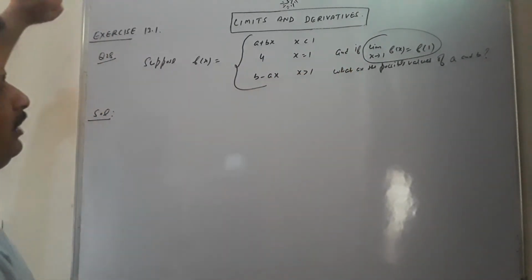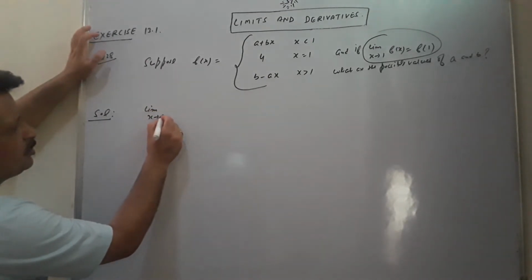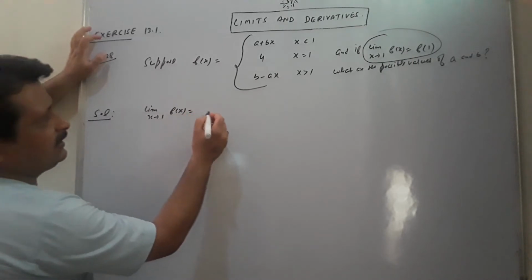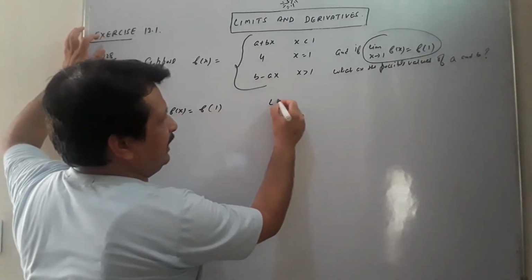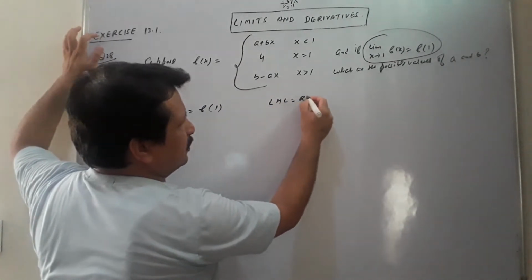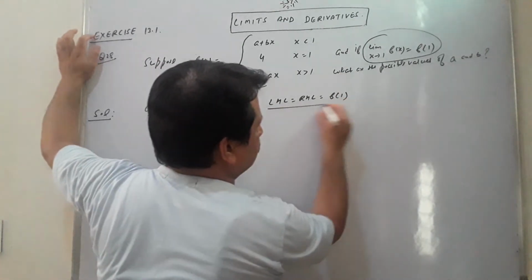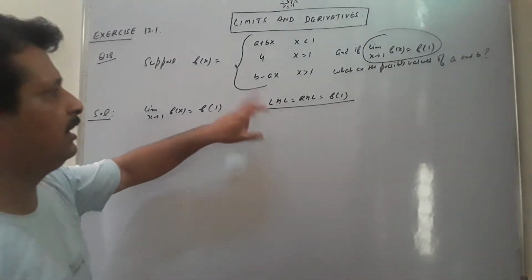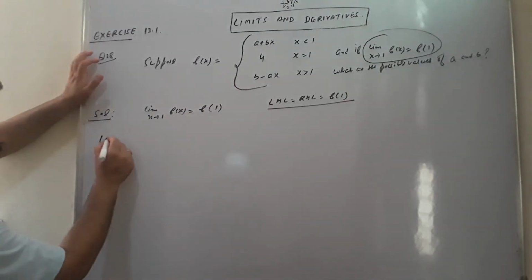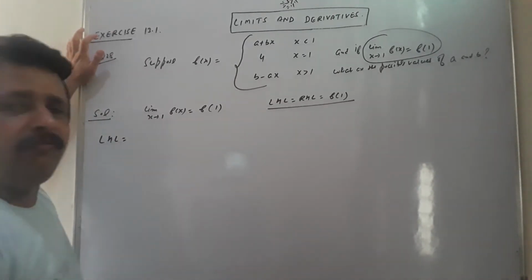So here what we can say students, it is given to you that limit x tends to 1, f of x is equal to f of 1, means left hand limit is equal to right hand limit, that is given as equal to 1. So in this question first of all we will find out the left hand limit. This question is very important students because this is a different type of question where we are going to find out the value of a and b.